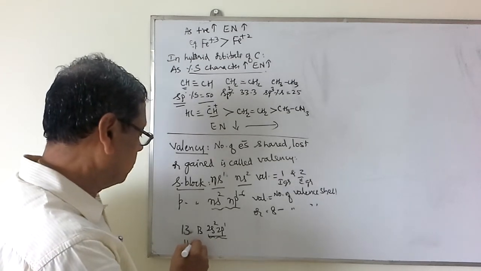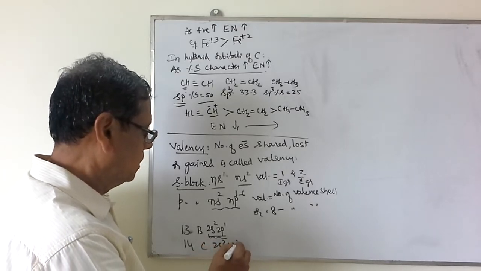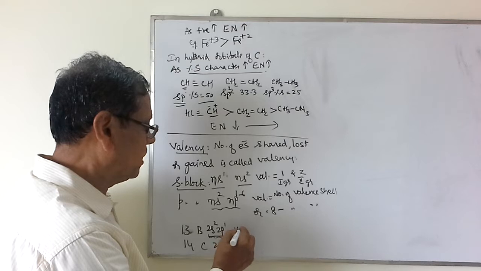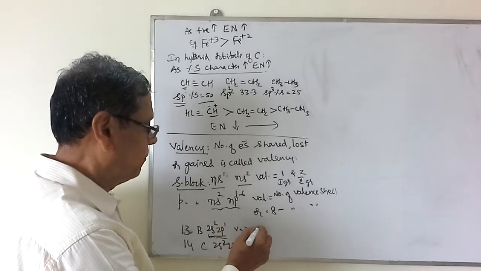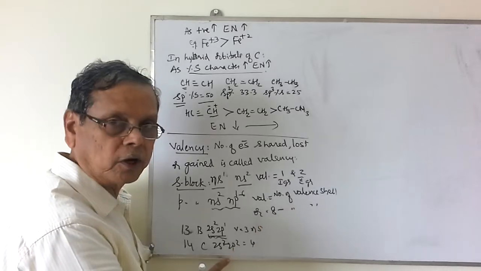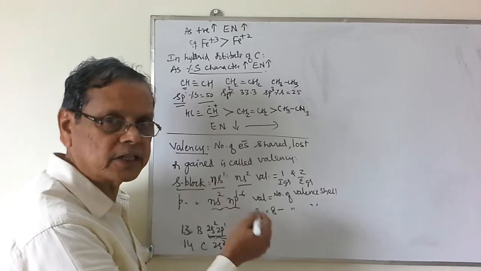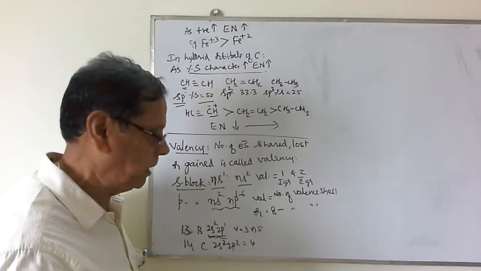Similarly, for the 14th group elements like carbon, it is 2s2, 2p2. In both cases, the valency becomes equal to 4. If 4 electrons are lost, it gives 4. If 4 electrons are gained, the valency is 4. Either shared, donated or accepted.